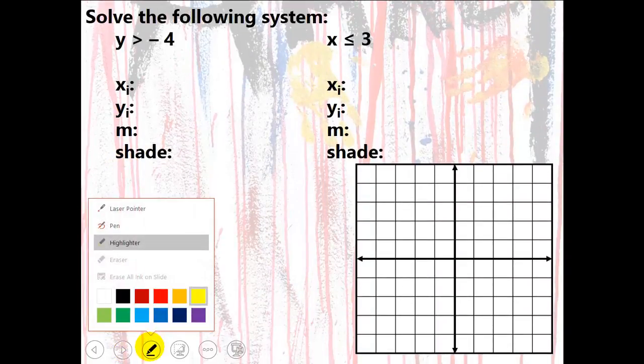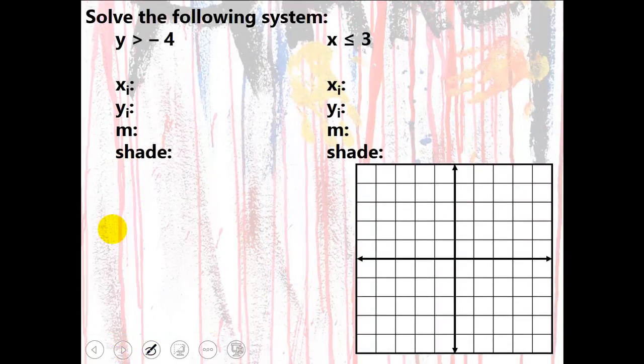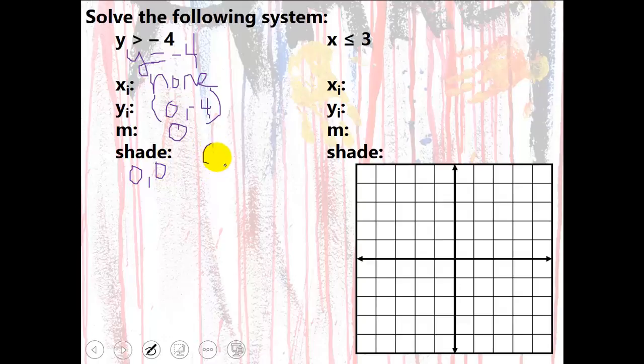So let's start really simple. Let's graph the inequality y is greater than -4. Remember, when we do this, we start with the equation to get the boundary line. I don't have an x-intercept because this is a horizontal line. My y-intercept is (0, -4), and my slope is 0. If I test a point, say (0, 0), I would have 0 is greater than -4. Well, that's true, so we would shade towards (0, 0).